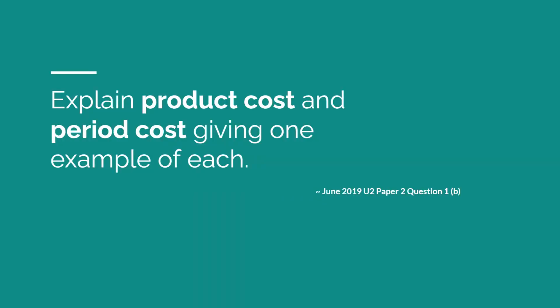So here's an example of a question from our past paper. Explain product costs and period costs given one example of each. Can you take a few minutes based on what we discussed and just jot a quick answer for me? And then we just discuss it and then look at the other classification.